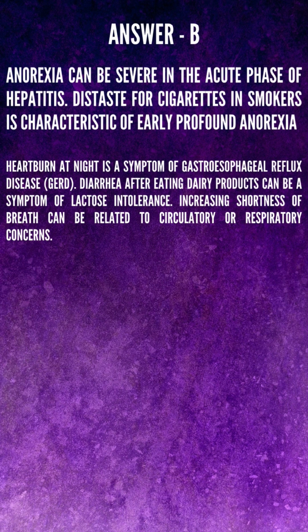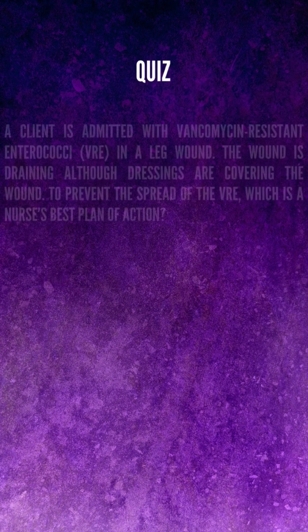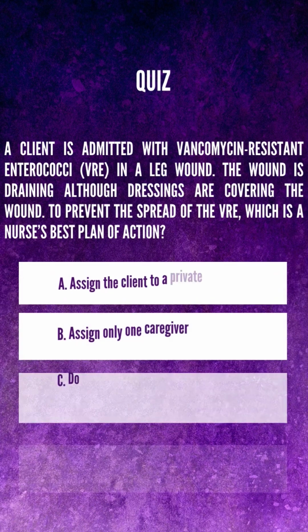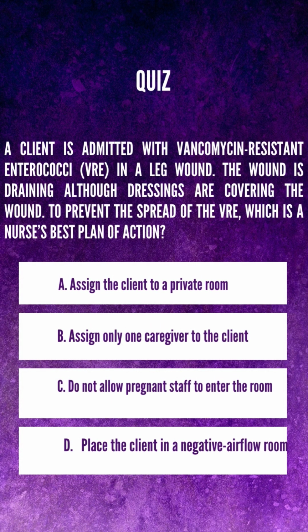Anorexia can be severe in the acute phase of hepatitis. Distaste for cigarettes in a smoker is characteristic of early profound anorexia. Heartburn at night is a symptom of GERD. Diarrhea after eating dairy products can be due to lactose intolerance, and increasing shortness of breath can be due to circulatory or respiratory overload.